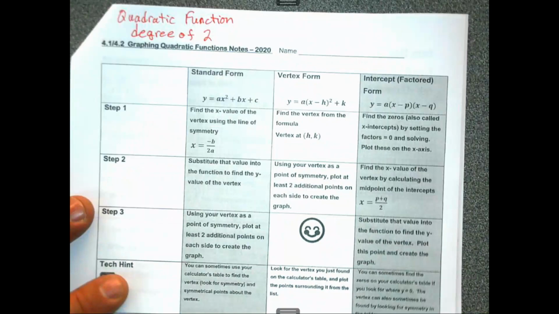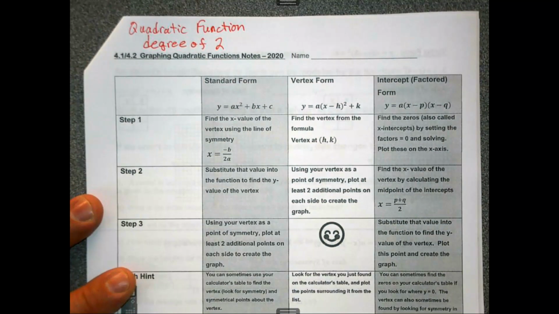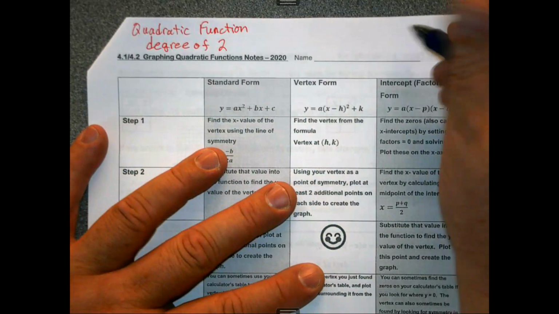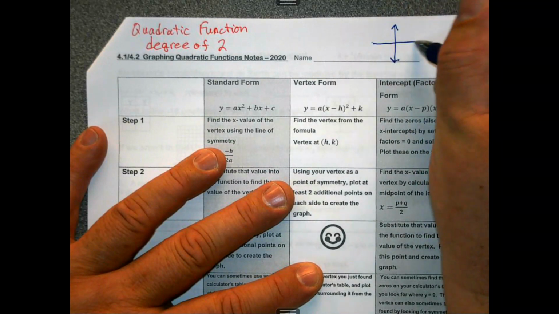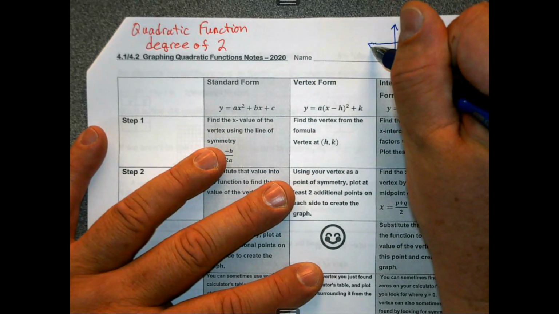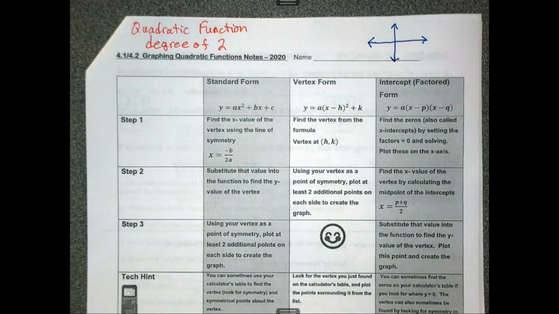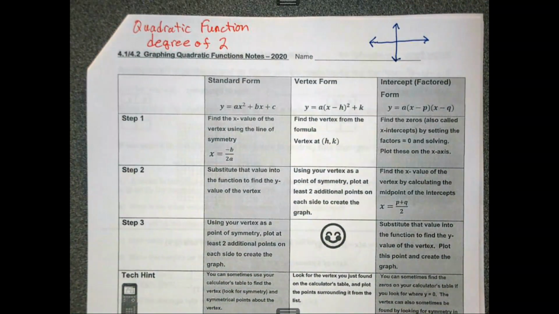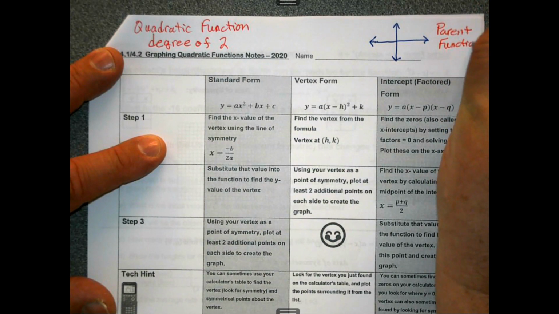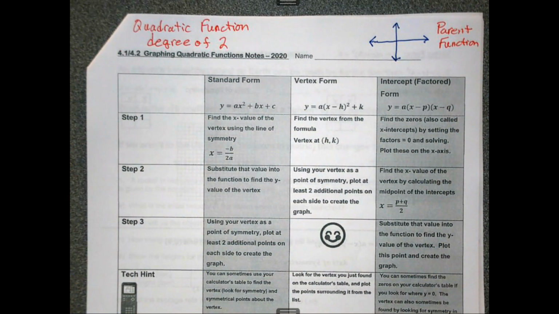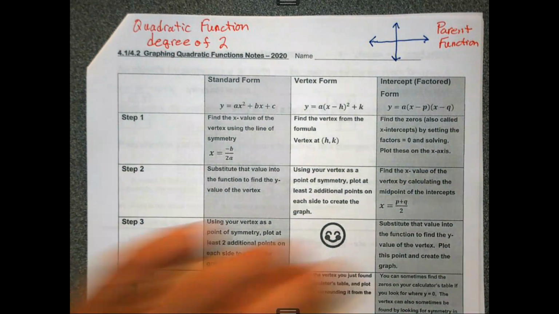Okay. Do you remember the shape of a quadratic? And just like the absolute value function, it has a parent function. It hasn't come to anybody yet. It's a parabola. It's a U shape, right? U shape.